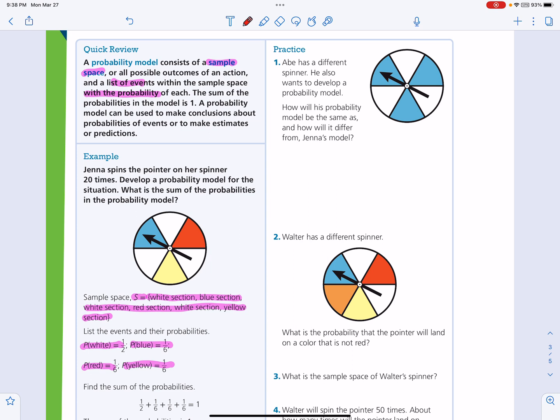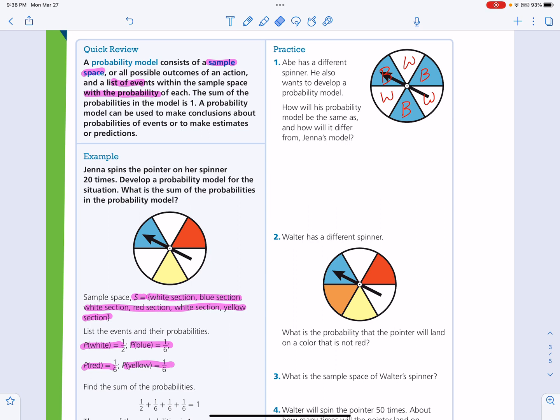All right, so how is his sample space going to be different? Well, obviously, his sample space is just going to have blue, blue, blue, white, white, white, whereas Jenna's has blue and red and yellow, and then 3 whites. Okay, so that's one way that the model is going to be different. It's going to be the same because we have 6 spaces there, and we have 6 spaces in the other, so that's one way it's the same. You're not going to have to compare spinners on your test, so I'm not too worried about that right now, but it is good to talk about it and look at it.